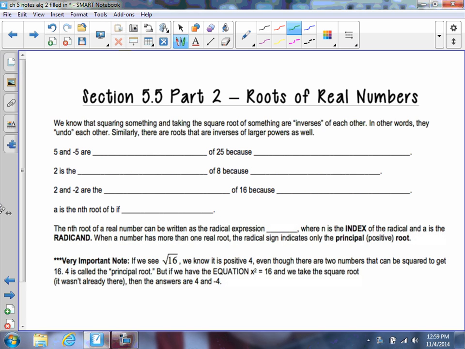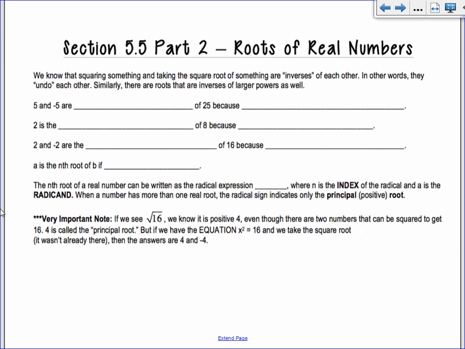5.5 part 2 is on roots of real numbers. Okay, so now, like I said, we're going to talk about cube roots, fourth roots, and so on.